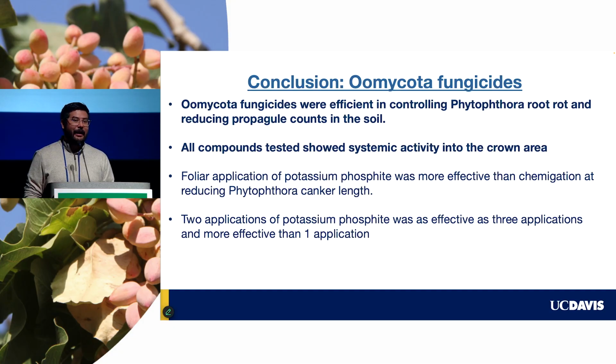But nonetheless, the take-home message of our fungicide work is that all products tested were highly effective at reducing and controlling Phytophthora crown and root rot infections. So all of them are going to be highly valuable for providing an extra tool that farmers can use for managing this very serious disease. As I mentioned, all compounds tested showed to be systemic, moving up into that susceptible area at the soil line. And when it comes to foliar or chemigation applications of potassium phosphates, all were shown to be capable of reducing those canker lengths regardless of the form in which they were applied.